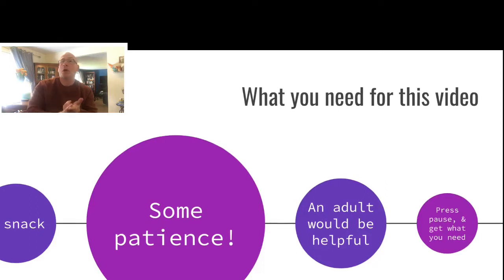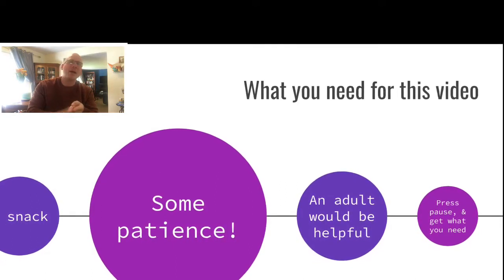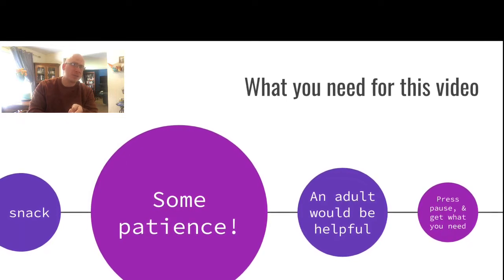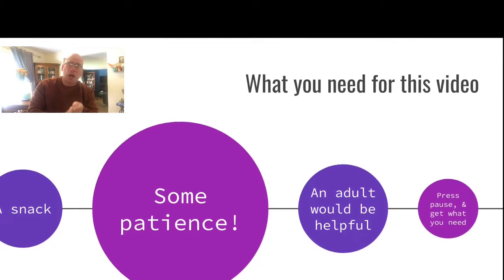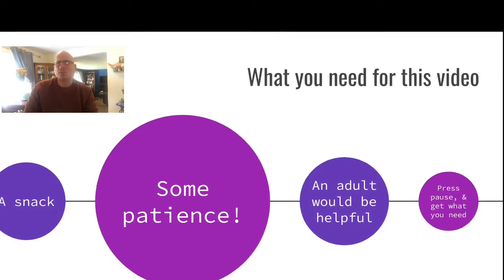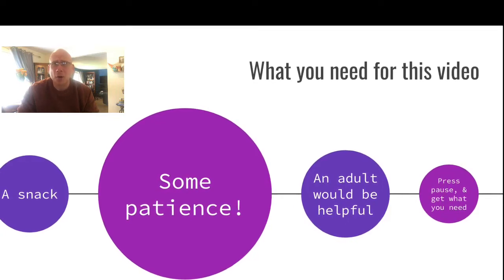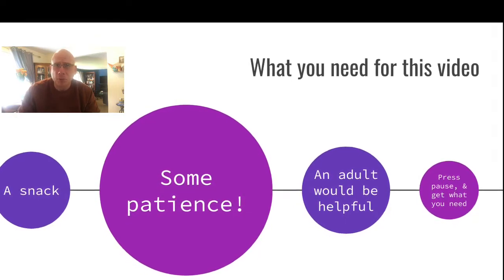There's three things you're going to need for this particular video. You're going to need a snack. You're definitely going to need some patience. It'd be helpful if you had an adult nearby, because parents have a hard time with this too. I was an adult before this stuff started to click for me. So press pause a moment, go get the things that you need. If you can get a snack, get a snack. Got a parent at home, guardian at home, go get them, have them come through for the next few minutes.